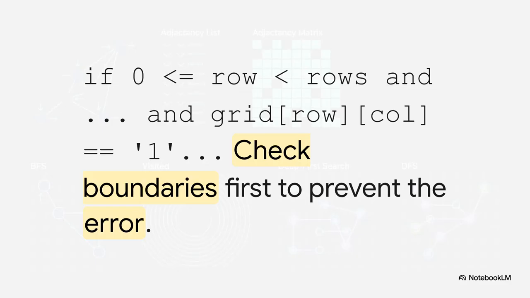And the fix is just so elegant. You just flip the order. By putting the boundary checks first, you take advantage of something called short-circuiting. If that very first condition, 0 <= r < rows, is false, the program doesn't even bother to look at the rest of the line. It knows the whole thing is false, so it just stops, and you completely avoid the crash. It's clean, it's safe, it's the professional way to do it.